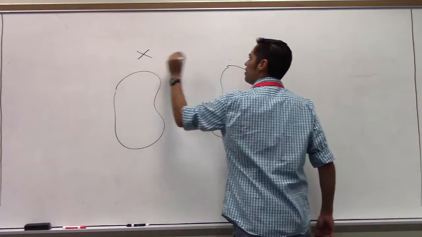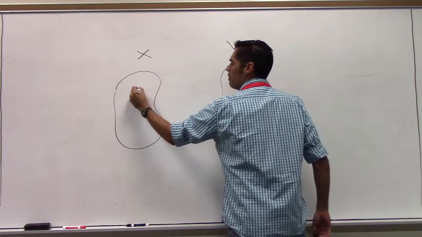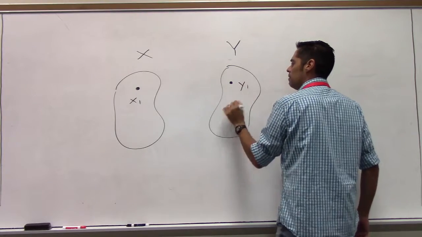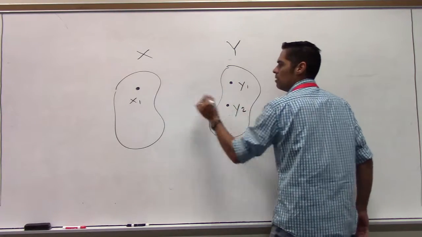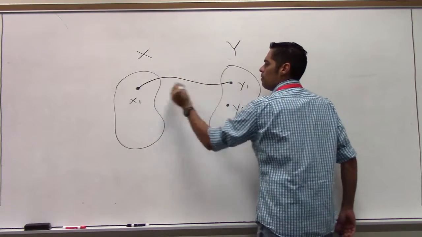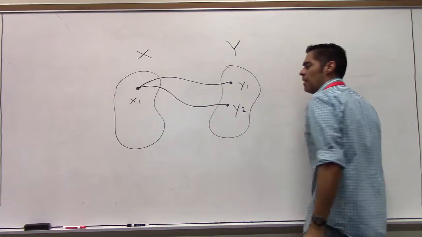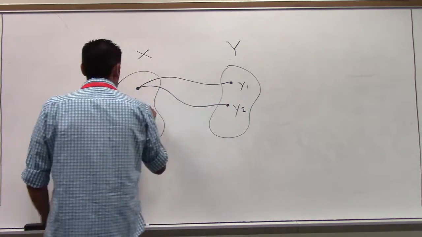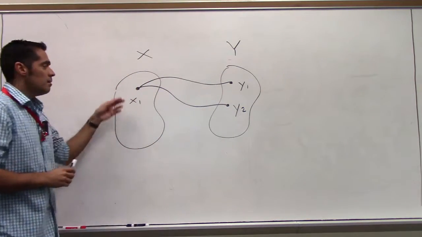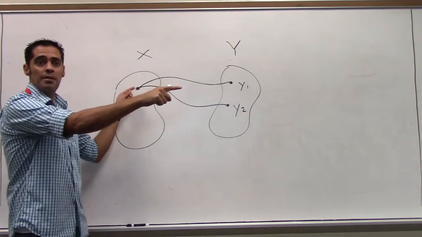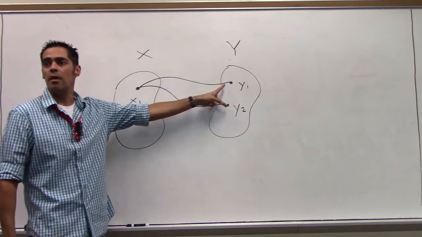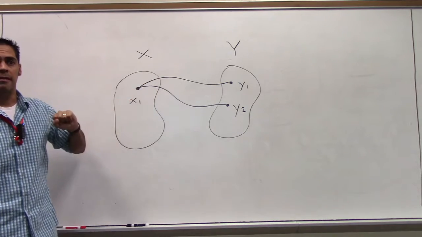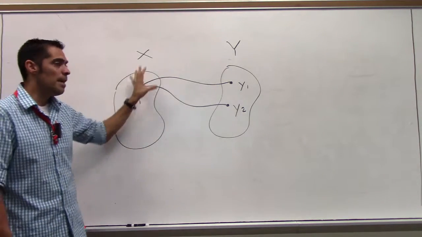If I call this x and this y, and I have a point here x1, and let's say I have a point here y1, and I have a point here y2, would this be an example of a function? No, it would not, because to be a function for every point here, we have to assign exactly one point there, and this gets assigned to two different places. So this would not be a function. All right? A function from x into y.